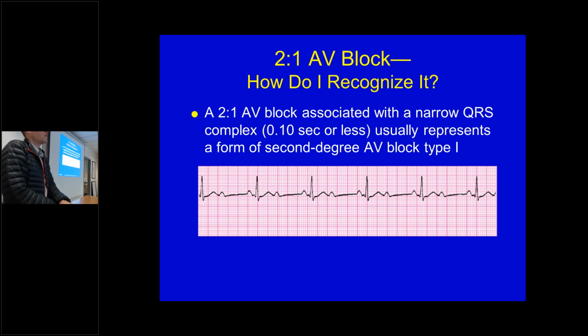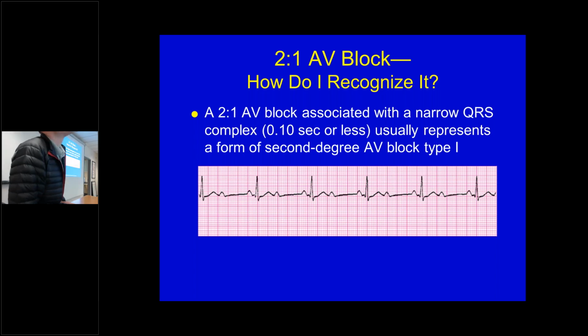The 2-to-1 is just a type of second degree AV block, meaning just the frequency of it being skipped. The reason it's significant is because it's often difficult to differentiate. Why would it be a type 1 instead of a type 2? Because you're still dropping the beat, essentially, which is happening at the 2-to-1, right?